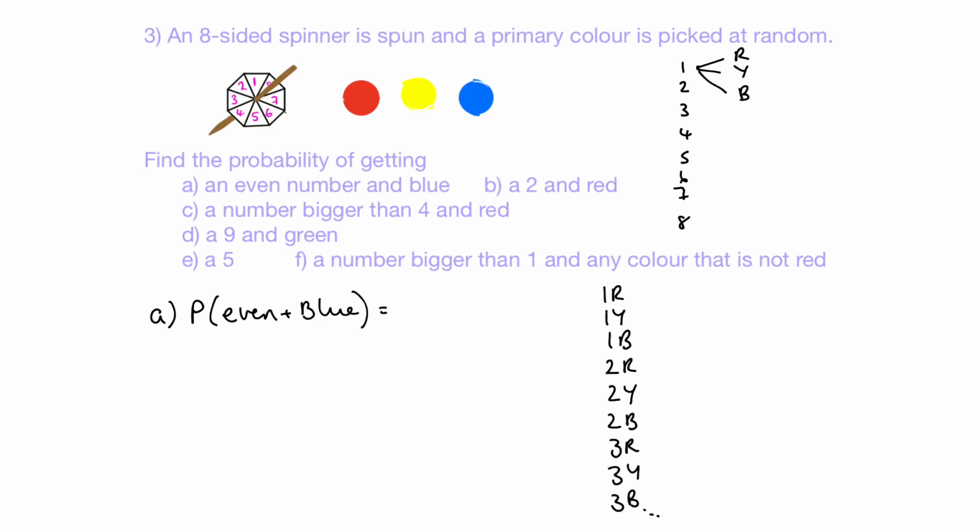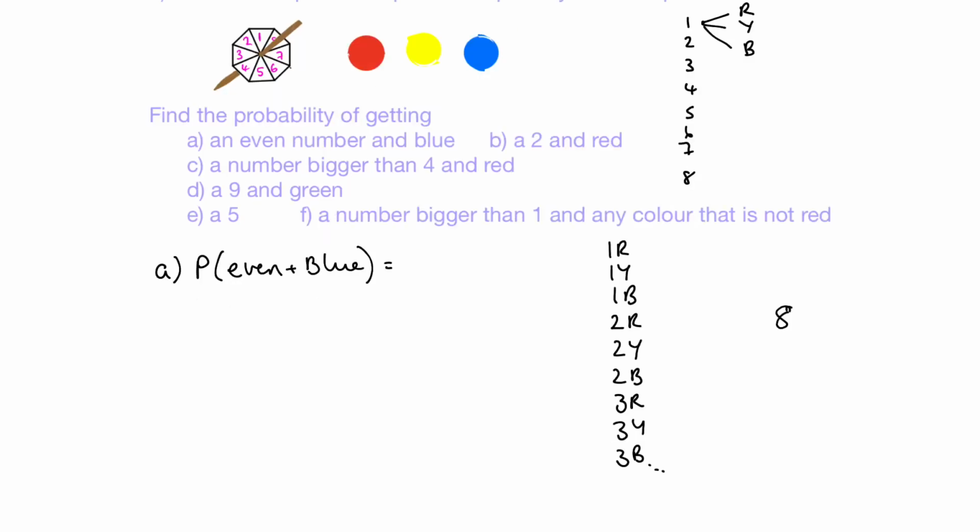In the end, it would be 8 red, 8 yellow, 8 blue. Okay, so it would have all those ones in between as well. So how many different possibilities are there? Well, if there are 3 for each of the numbers, and we've got 8 numbers, 3 times 8 is 24.